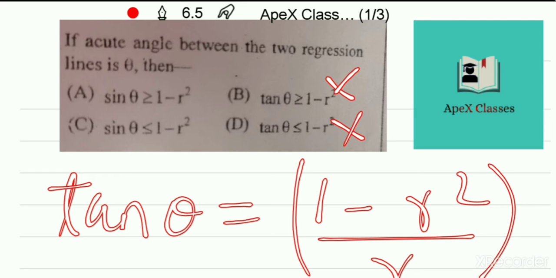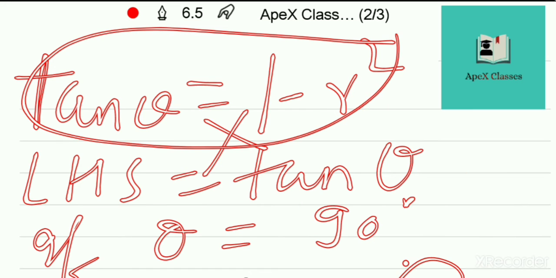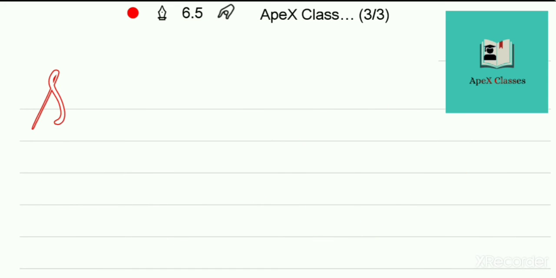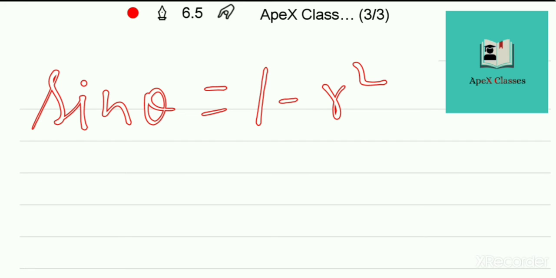Now, tan theta equal to 1 minus r square is not the solution, which means these two options are eliminated. Now we have only two options: option B, sin theta greater than equal to 1 minus r square, or option C, sin theta less than equal to 1 minus r square. So again we will write sin theta is equal to 1 minus r square, and LHS is sin theta.